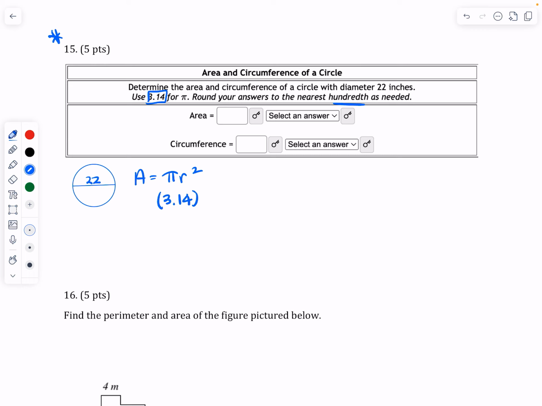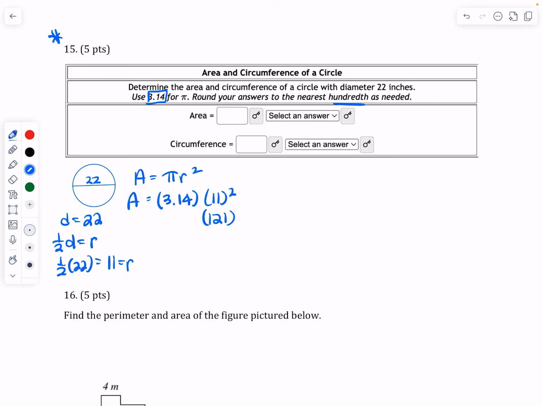The radius. Now the diameter equals 22, so half of the diameter equals the radius. Half of 22 equals 11. So 11 is r, and I'm going to take 11 and square it. When I plug this in on the calculator, I'm going to square 11 first. You could take 11 times 11 or take 11 to the second power, and I get 121.